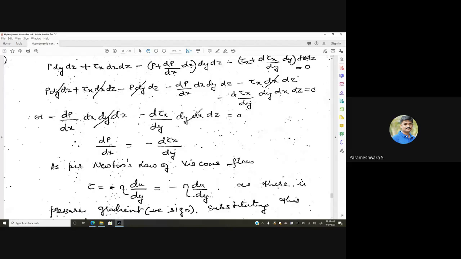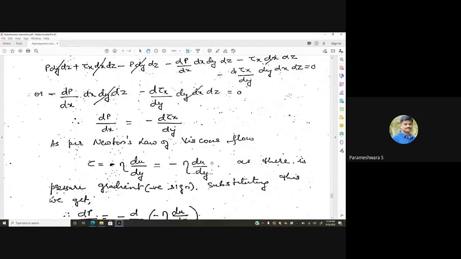That is, dp over dx is equal to minus d tau x over dy. As per Newton's law of viscous flow, this derivation we have made in the beginning itself, Newton's law of viscosity, we know that tau is equal to eta du by dy. We will have a modification for this and introduce a negative sign. What this negative sign indicates is the pressure gradient: pressure is decreasing from one end to the other end.